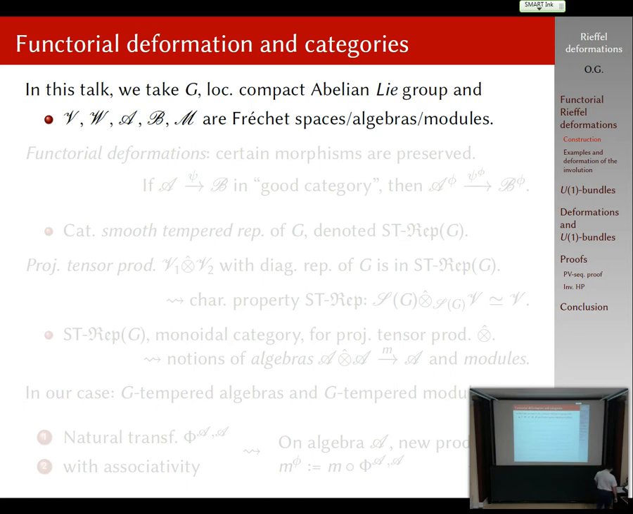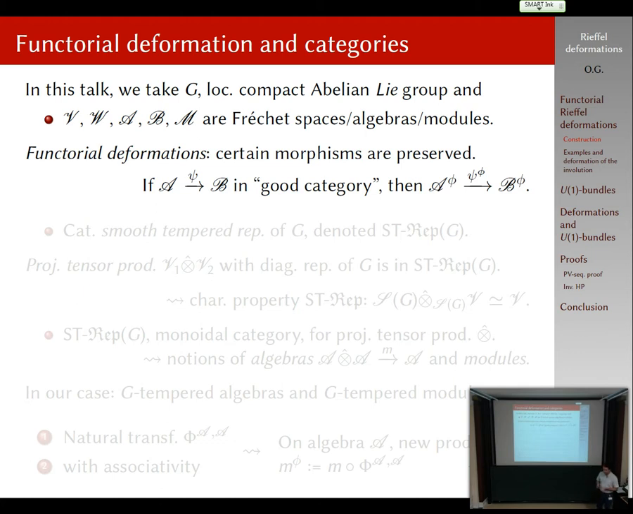So functorial deformations means that certain morphisms are preserved under the deformation. If you have a nice morphism of algebras between A and B, and this belongs to the good category, then it is preserved once you've deformed. The question is, what sort of category are we going to use?